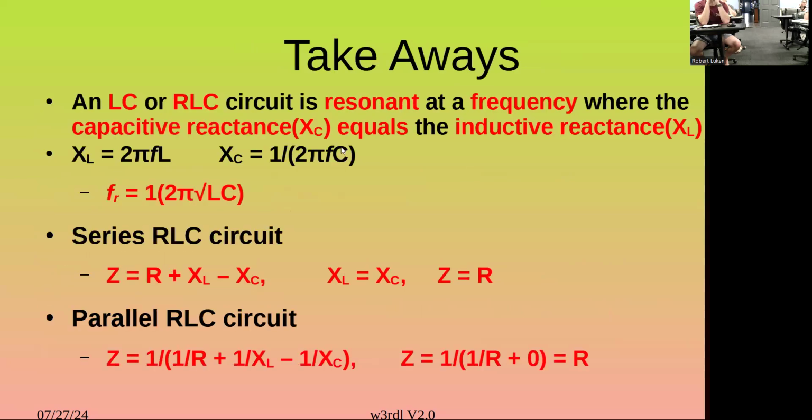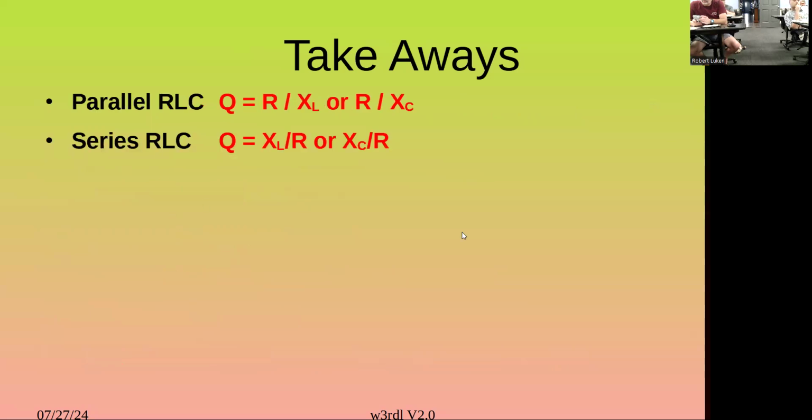Okay, so we learned about capacitive and inductive reactance, resonant frequencies, what effects series and parallel circuits have on the behavior, whether it's high impedance or low impedance at resonance, and the Q, which are the ones that I always had a hard time remembering.